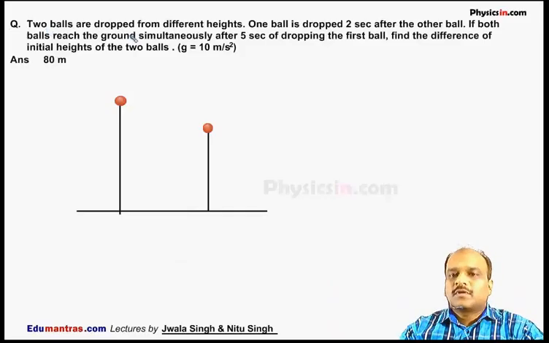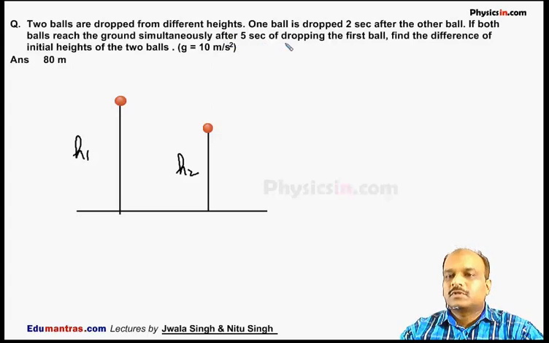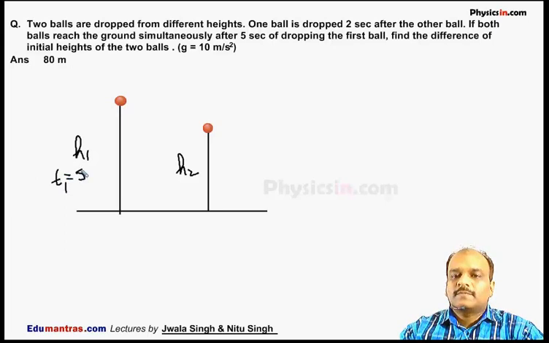Two balls are dropped from different heights. This is height h1 and this is height h2. One ball is dropped 2 seconds after the first ball. If both balls reach the ground simultaneously after 5 seconds of the dropping of the first ball, it means the time of fall for the first ball is 5 seconds and the time of fall for the second ball is 2 seconds less than the first ball, that is 3 seconds.